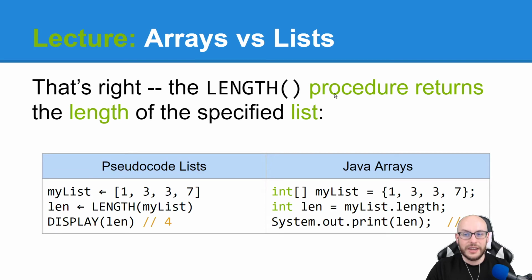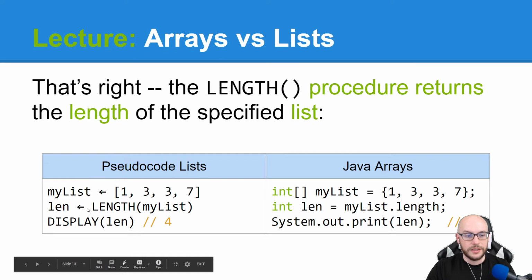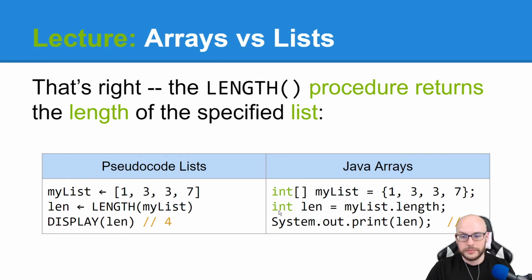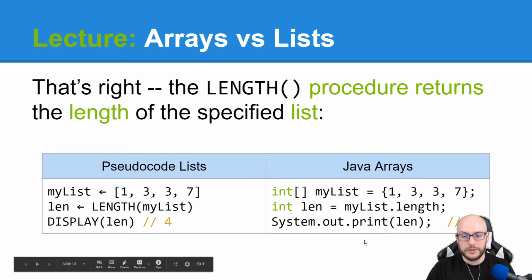That's right, the length procedure. Procedure, several words for this. In Java, we've been calling them methods. Function is another word for it, but they're interchangeable words, right? Procedure, function, method, they're all interchangeable. So length is a procedure, a method that returns the length of the specified list. That is the number of elements. Here I'm demonstrating on the left-hand side. My list has a length of 4, which I'm saving into len. Over here on the right-hand side, if we're talking about the Java analog, this is what it would look like.